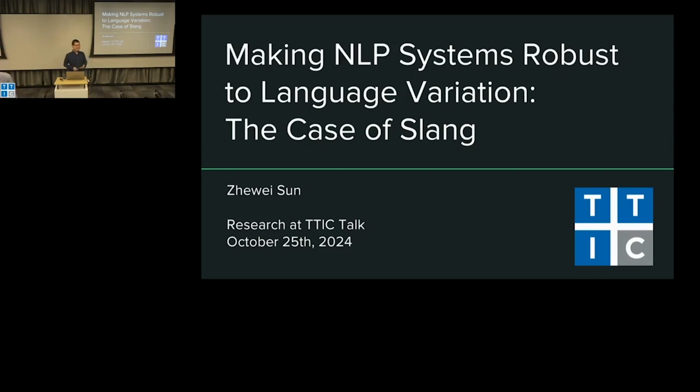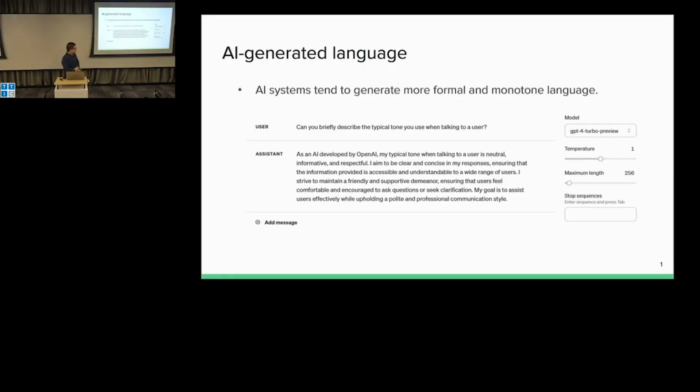As Nadi mentioned, I'm Zhewei. I'm a new faculty member here who joined this September, and today I'll be talking about my work, more of an overarching vision on how to make NLP systems more robust to language variation. A lot of the content will focus more specifically on my PhD work on how we make NLP systems process slang. So let's start by looking at an excerpt of AI-generated language.